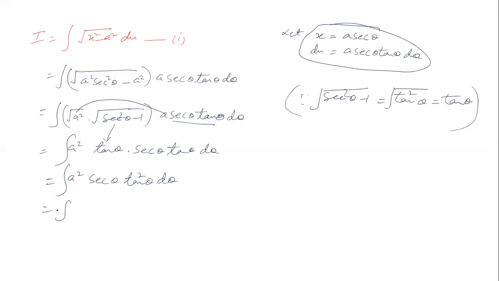Now sec theta as it is, tan square theta is sec square theta minus 1, d theta. It would be a square sec cube theta d theta minus a square sec theta d theta. Say this is equation number 2.